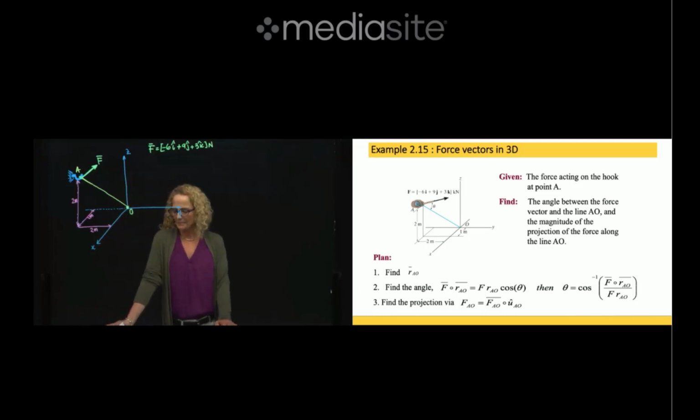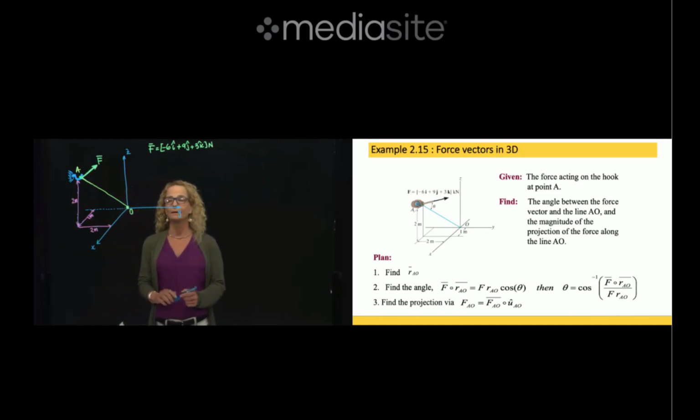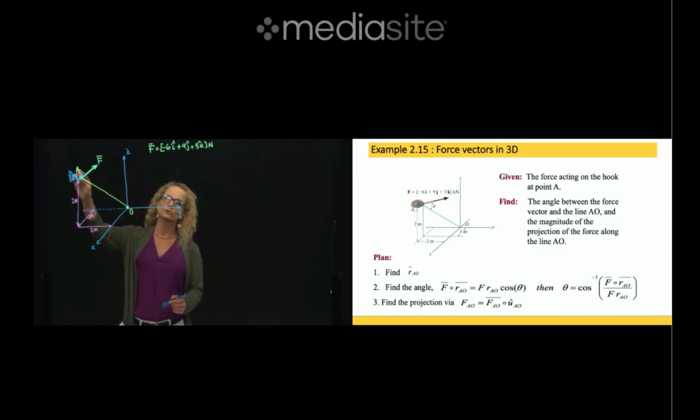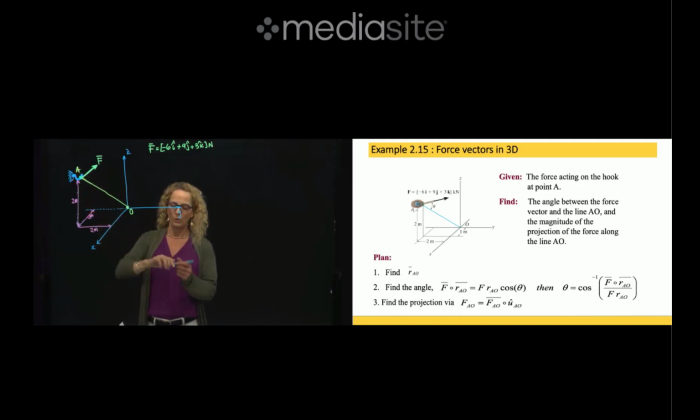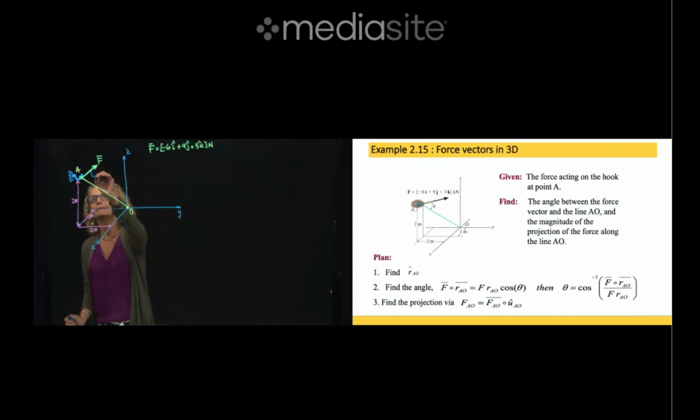Right, this is problem 215. So we are here working with forces in 3D. And in this case, they ask us to find the angle between this force that is attached to hook A and the line between point A and point O. So they want us to find this angle over here.